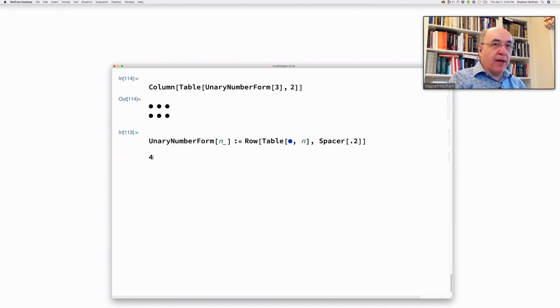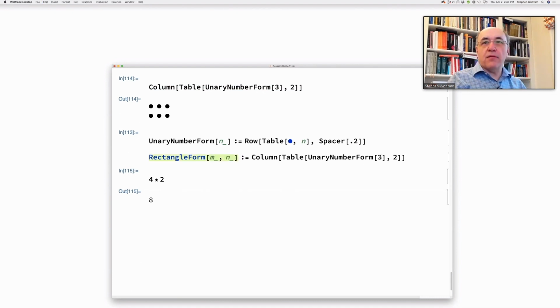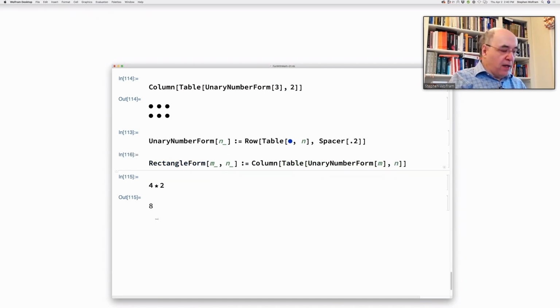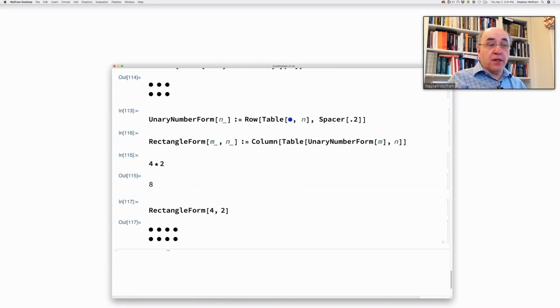So one way I can make up 8 is 4 times 2. So let's do that as a rectangle. Let's write a function here. Let's call it rectangle form, and we'll give it 2 numbers, let's say m and n. So I'm just telling the computer how to do this. And I could say, show me the rectangle form that makes 8. So there it is. Okay, so there's another way to make 8.